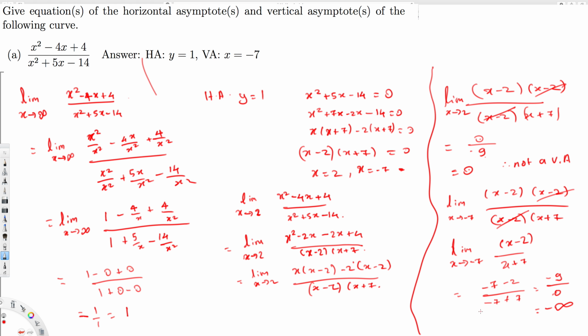We are expecting an infinity. If you get an infinity, that is an asymptote. So this is my vertical asymptote. The answer for the vertical asymptote is x is equal to minus 7. So this is my final answer, and that's the answer they are getting: y is equal to 1 horizontal asymptote, x is equal to minus 7 vertical asymptote. I hope you guys understood this concept. See you next time.